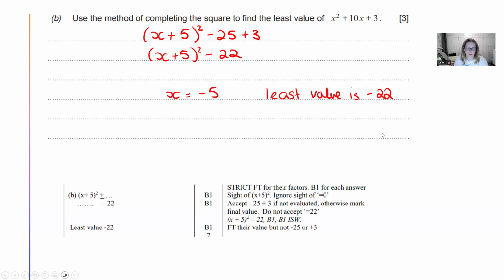Okay, let's have a look at the mark scheme. You actually got 1 mark for just showing x plus 5 squared. So if you are a little bit forgetful, it's really useful to remember that part. Then you got another mark for doing the minus 25 plus 3, but it not being evaluated. And then the last part is actually getting your minus 22 and telling the examiner this is your least value. I think I've gone one step further here because they haven't asked you to state what x is, but a lot of questions tend to, so it's good to just do it. And that's that, question 2 completed. Well done.